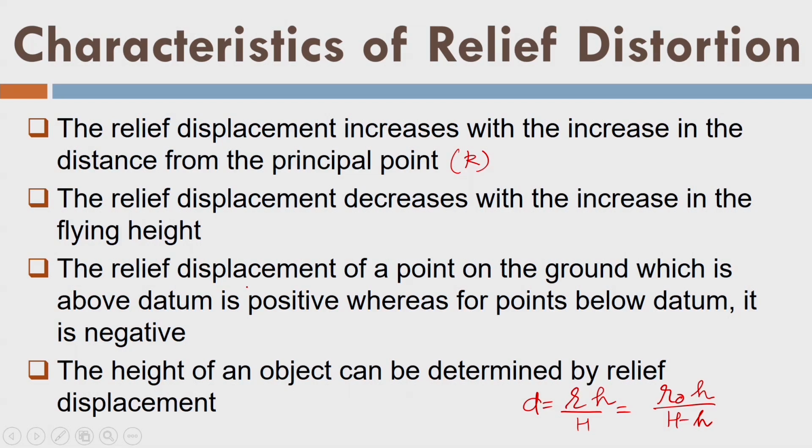So, relief displacement of a point on the ground which is above datum is positive, as I already explained, and below datum is negative, and relief displacement decreases with the increase in the flying height. So, if I increase the flying height here, the relief displacement will be lower, and that is the key. If you do not want a relief displacement, increase the flying height.